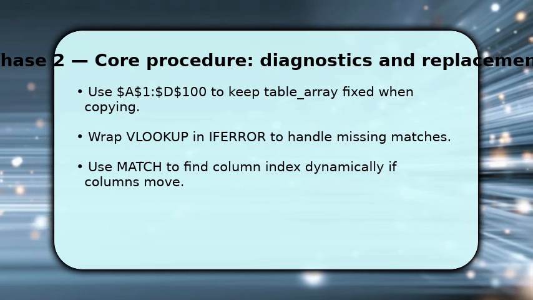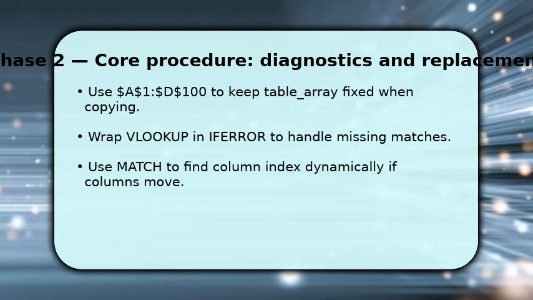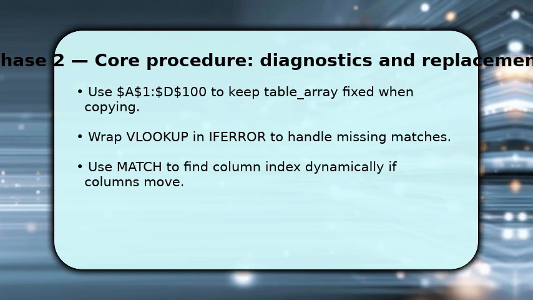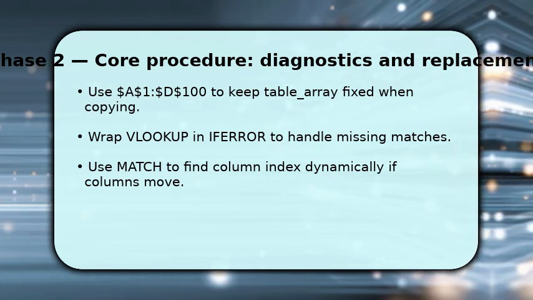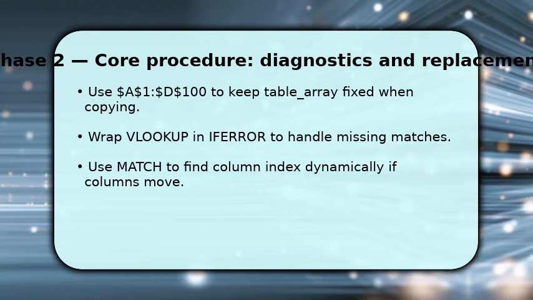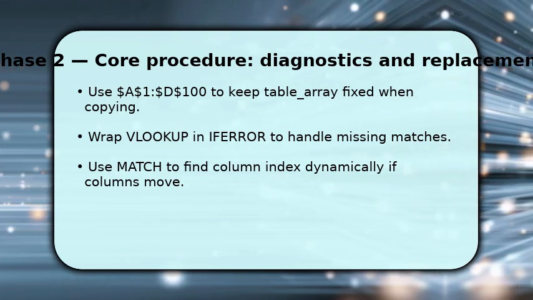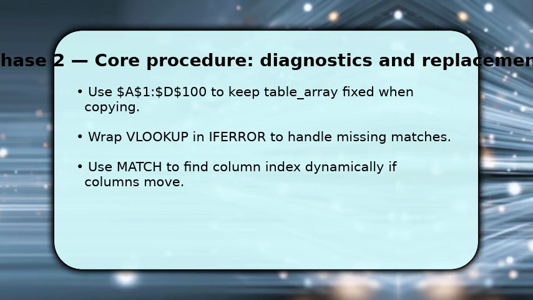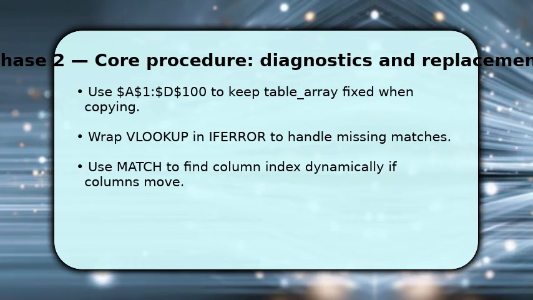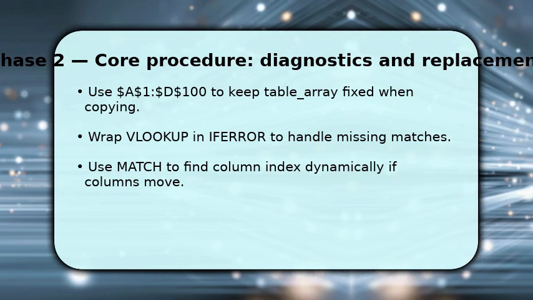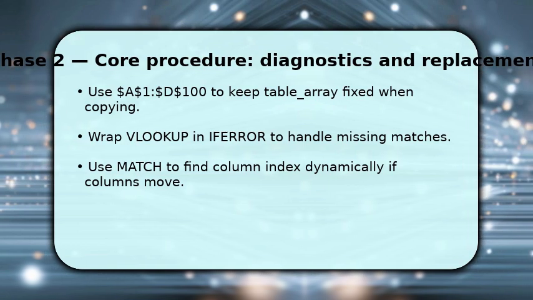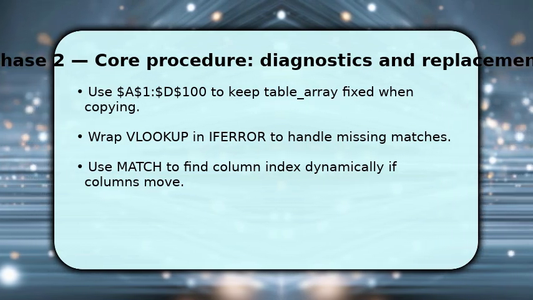Once you have a working VLOOKUP, make it robust. Replace the column index with MATCH when you expect columns to move. This finds the right column automatically. Make the table array absolute with $ signs so copying cells won't break references. Then, wrap the VLOOKUP in IFERROR to return a friendly message like "not found" instead of #N/A. Also, if you need case-sensitive lookup, consider combining INDEX and MATCH. I'll show that next if you need it.